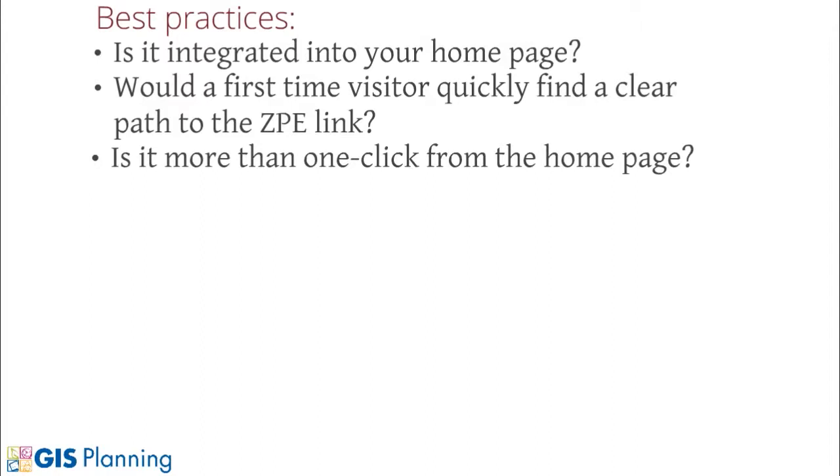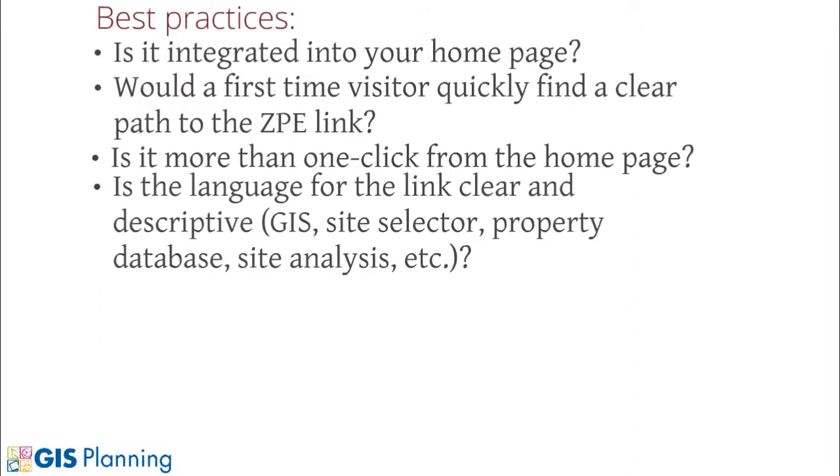We can ask ourselves, is the ZoomProspector Enterprise application more than one click away from the homepage? Each additional click that we ask people to go through in order to find the site analysis tool significantly downgrades the possibility that they will ever actually take the time to get there. We also want to think about the language that we use for that kind of link. Is it clear and descriptive?